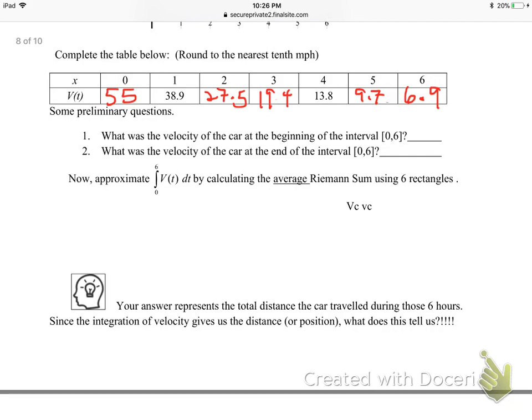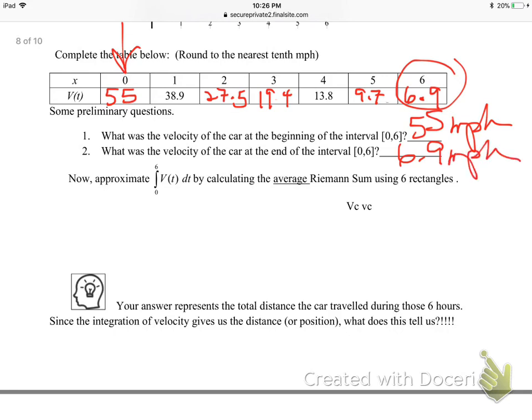So the first question says, what was the velocity of the car at the beginning of the interval? So the beginning of the interval is at time 0, right here, and the velocity was 55, and this is miles per hour. That's your velocity. Okay, then they ask you, what about at the end of the interval. So the end of the interval is right here at 6 hours, and that velocity was 6.9 miles per hour.